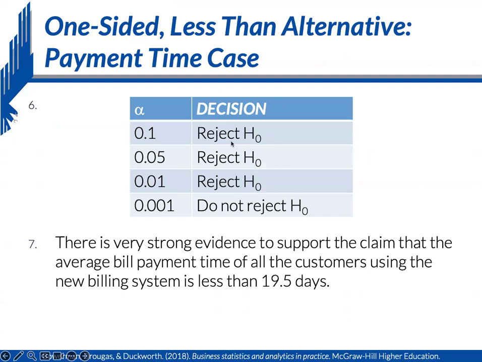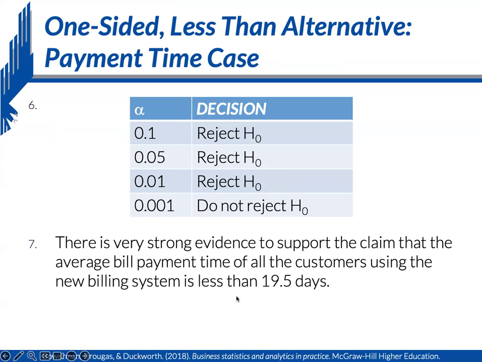We reject the null hypothesis for alphas 10, 5, and 1%, but we do not reject the null hypothesis for an alpha of 0.001. And therefore, since we are now able to reject the null hypothesis at an alpha of 1%, our weight of evidence is very strong. There is very strong evidence to support the claim that the average bill payment time of all the customers under the new bill payment system is now less than 19.5 days.